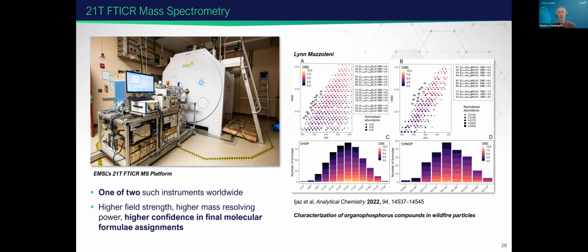So I wanted to highlight a study here led by Amna Hihaz, who at the time was with Lynn Mazzolini's group. And this figure right here is published in Analytical Chemistry, showing that they were able to use the 21 Tesla FTICR platform to identify organophosphorus compounds in a wildfire-influenced aerosol. These kinds of compounds are particularly difficult to try and identify with lower resolution platforms due to a variety of factors, one of which being abundance, another being the lack of another significant isotope of phosphorus. In any case, this is a nice demonstration, and I encourage you to read it, showing how the 21T instrument can be used for specific atmospheric questions.